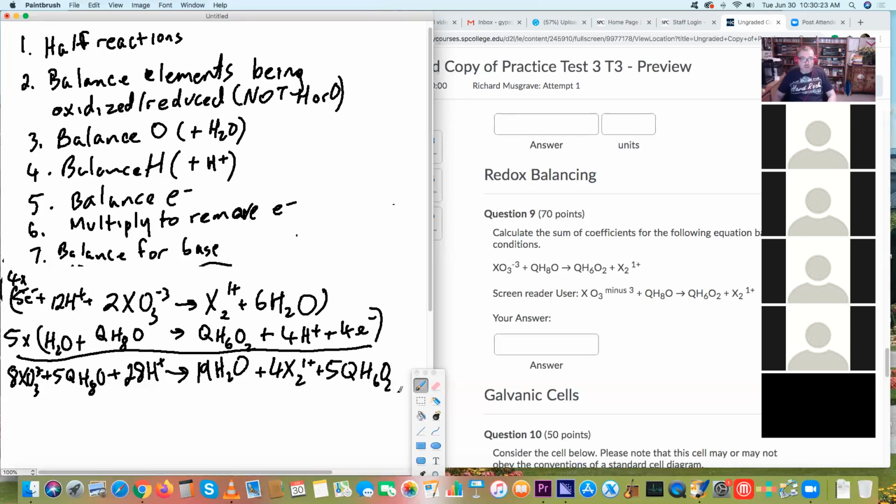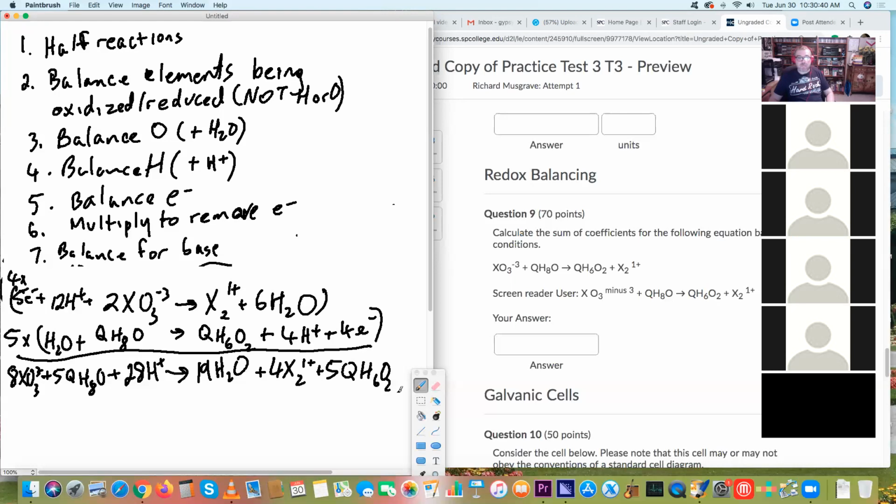So the answer here is going to be the sum of all of these, which would be 8 plus 5 is 13, plus 28 is 41. 41 plus 19 is 60, 64, 69. So the answer there would be 69.